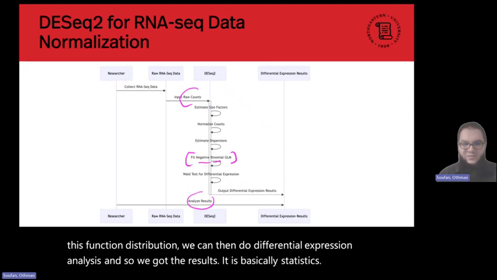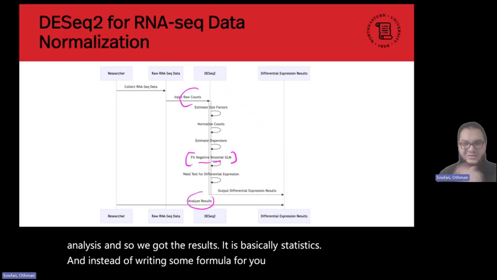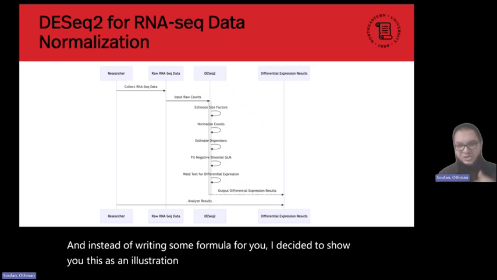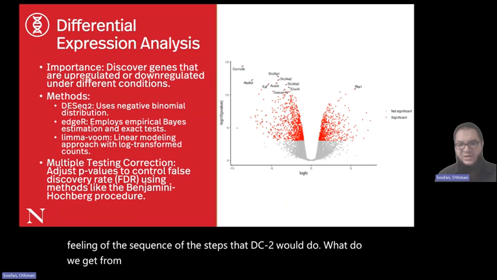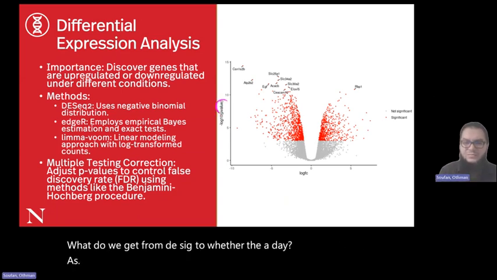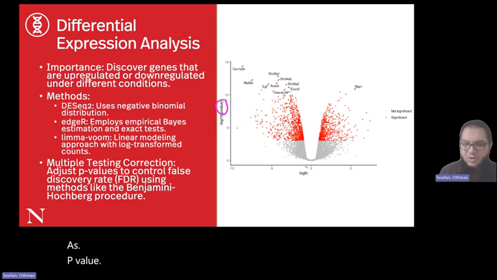It is basically statistics. And instead of writing some formula for you, I decided to show you this as an illustration. So I made this illustration to give you a feeling of the sequence of the steps that DE-seq2 would do. What do we get from DE-seq2 by the end of the day is p-value and log fold change. P-value and log fold change.